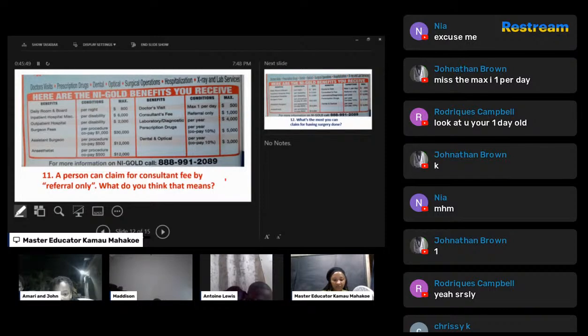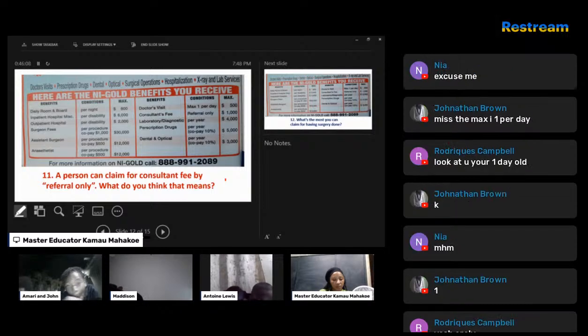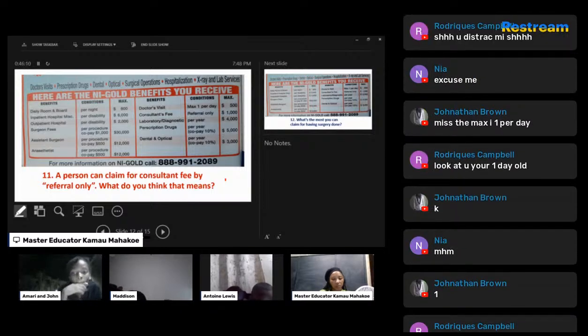Madison, number 11. A person can claim for consultant fee by referral only. What do you think that means? A person can claim for consultant fee by referral only. What do you think that means?